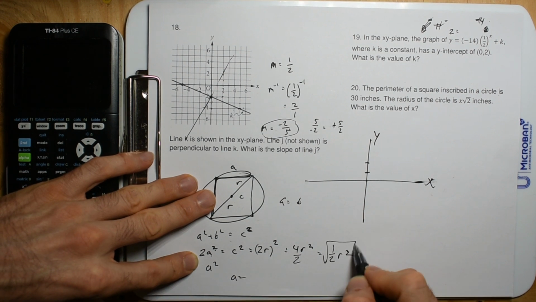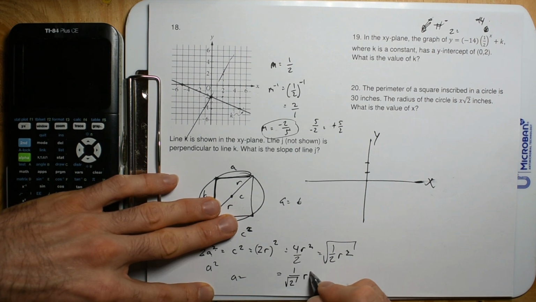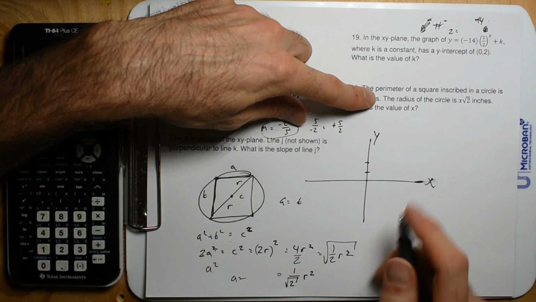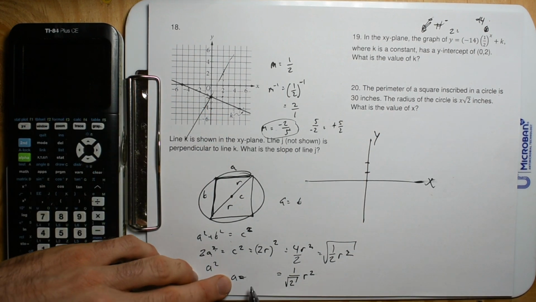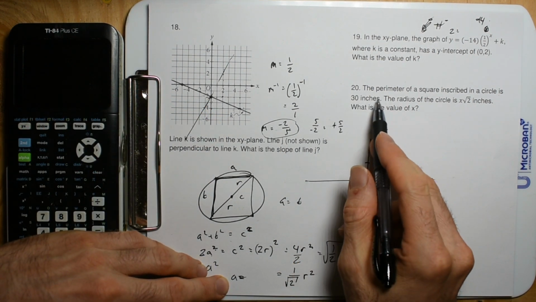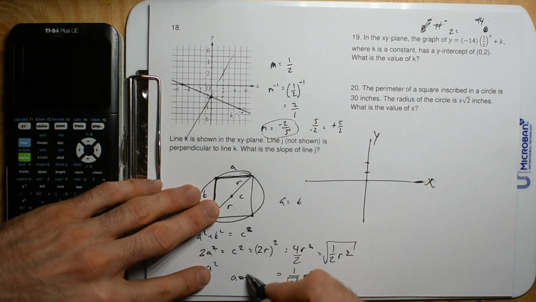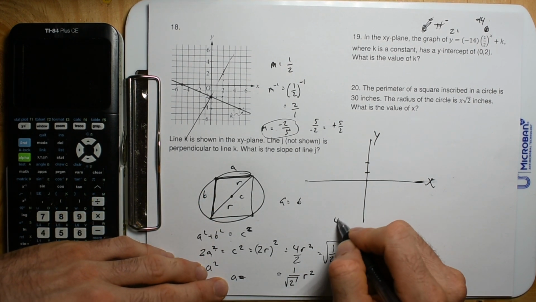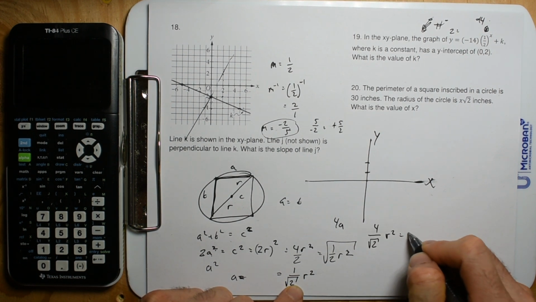So A is the square root of this. So we're going to have 1 divided by the square root of 2 times r squared. All right, so it says the radius of the circle. Oh yeah, and that's the side. Holy Toledo. If that's the side, I don't even know why I'm finding these things. But it says the perimeter of the square is going to be 30. So this is one of the sides, and we're going to say 4A. So we have 4 divided by the square root of 2, r squared, is equal to 30.